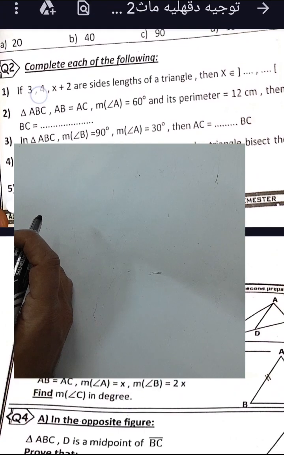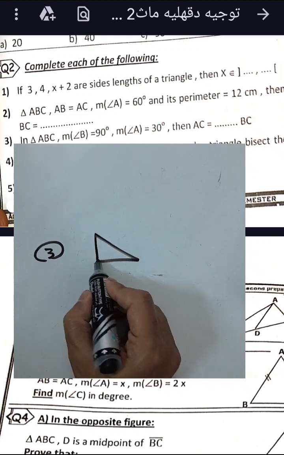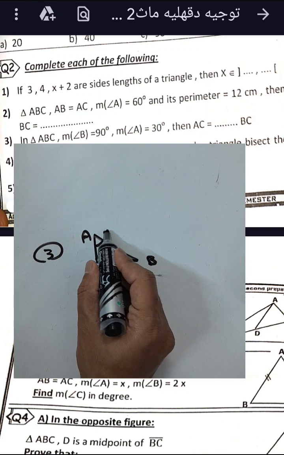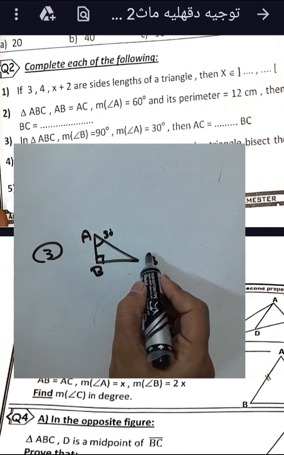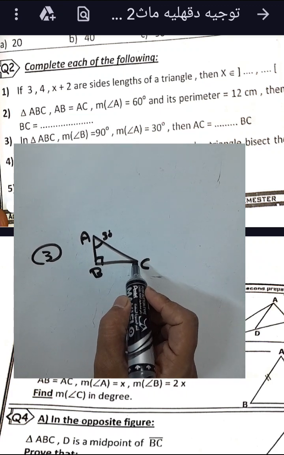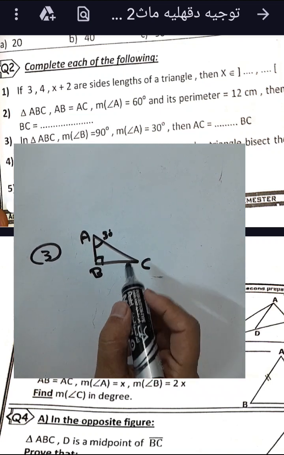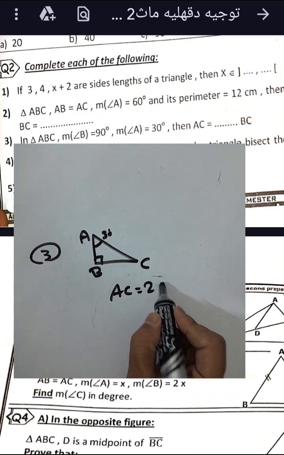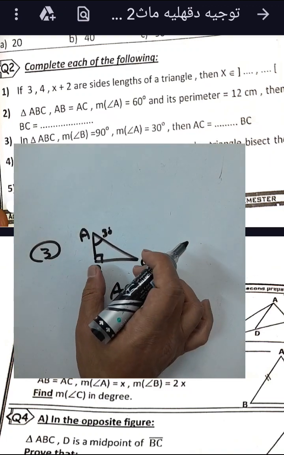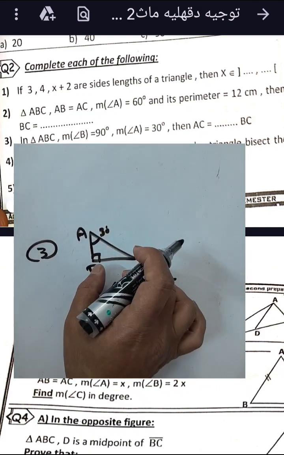Next, question number 3. In triangle ABC, the measure of angle B equals 90 degrees and the measure of angle A is 30 degrees. Then he wants us to find AC. AC will be twice BC because it's a 30-60-90 triangle. The side opposite 30 degrees is half the hypotenuse, so the hypotenuse AC is twice the side length BC.